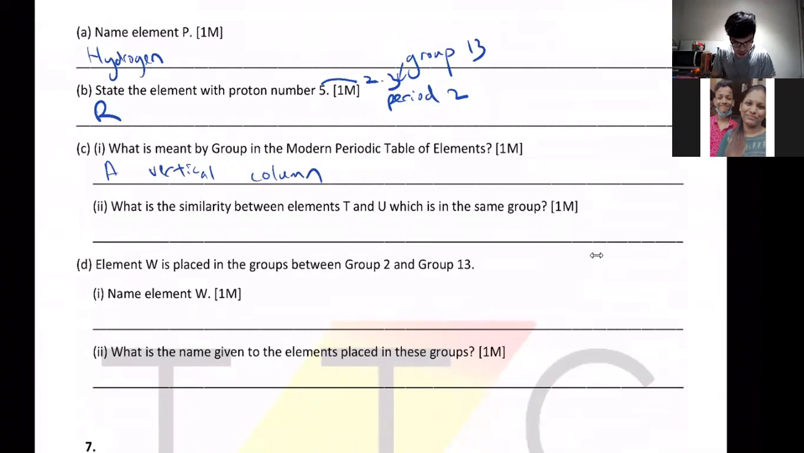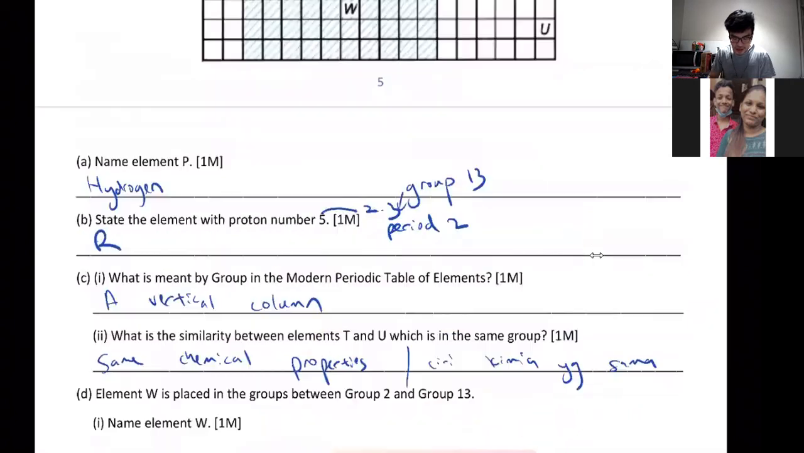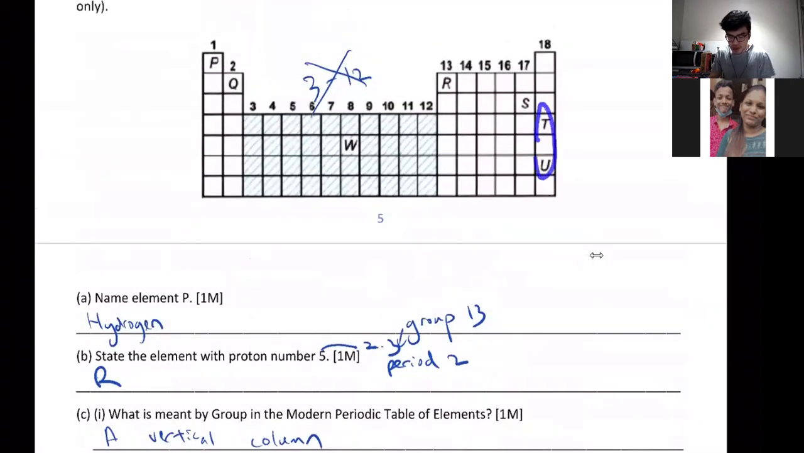So number 2, what is the similarity between elements T and U, which are in the same group? So they have the same chemical properties. Okay, ciri yang sama. So I can tell you T and U, right? They are in the same group, right? So they are group 18. Like I said, group 18, they are very stable.